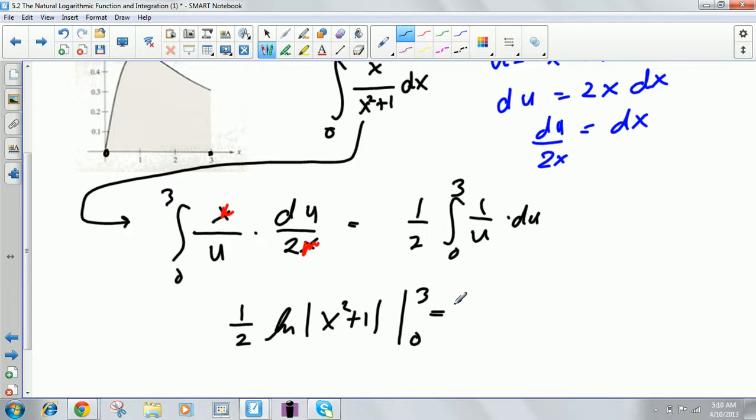but we're taking this from 0 to 3, so you're actually going to be plugging your limits in. When you plug your limits in, that 1/2 is your constant, so you'd plug a 3 in, so that would be the natural log of 3 squared. That's going to be 9 plus 1, so that's 10, minus the natural log of, when you plug 0 in, that's 1.